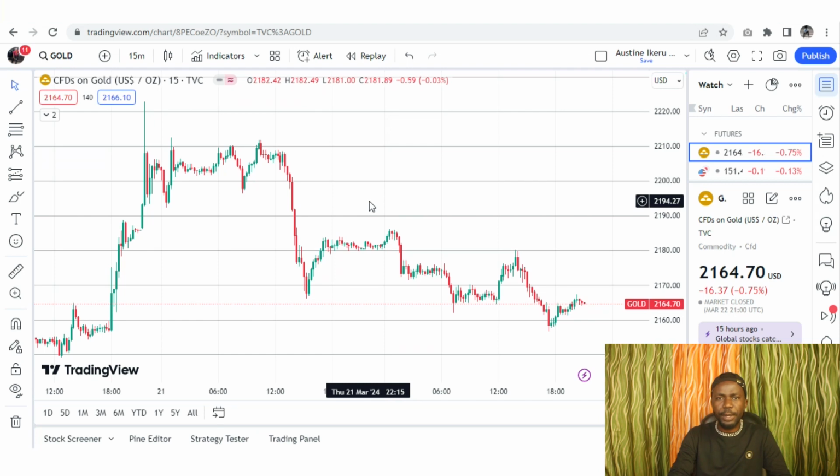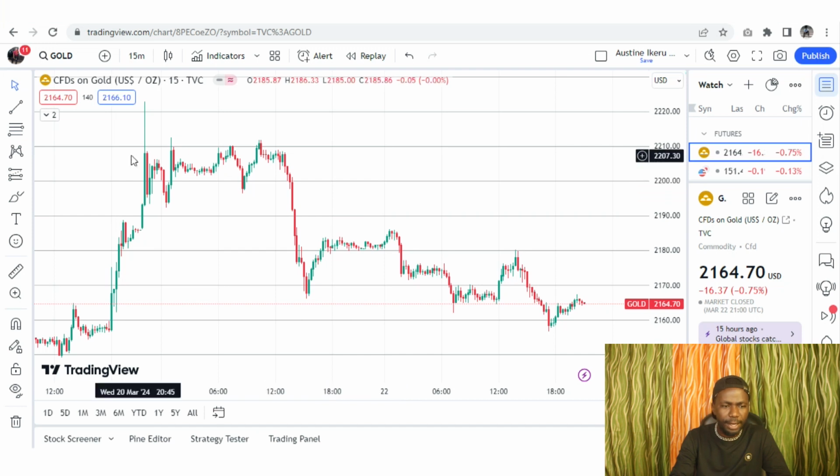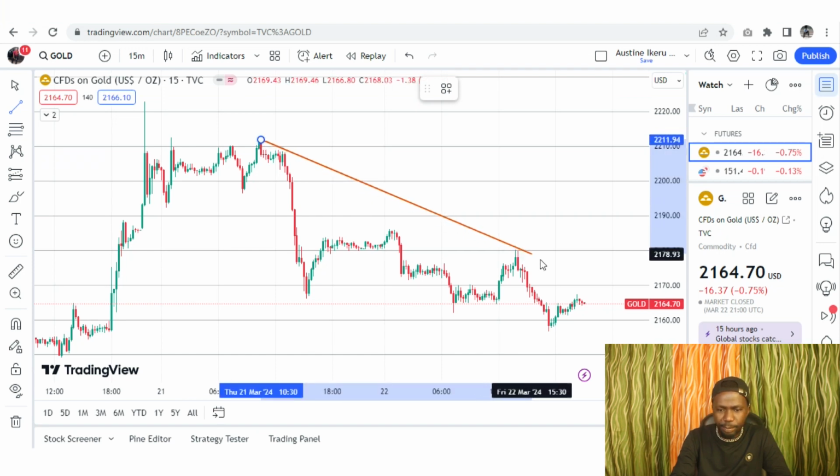So for you to trade profitably with the Fibonacci retracement tool, the first thing you need to do is to look at the market structure to know whether the market is trending or ranging. So if you look clearly, you can say the market is trending, right? You can clearly use your trend line and confirm it. You can see that the trend line is pointing down.